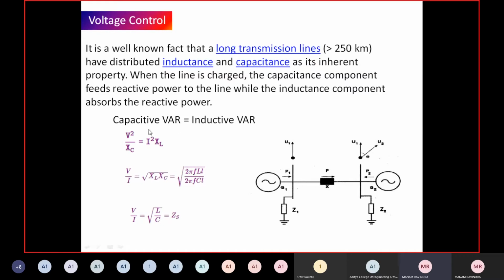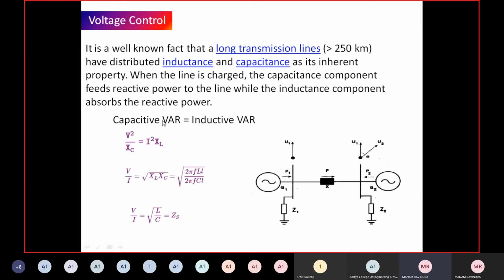When the maximum power is transmitted, the voltage is also at a certain level. Sending end voltage is also equal to receiving end voltage, right? When the maximum power is transmitted, the angle theta is equal to 90 degrees. That position is the resonance condition. XL is equal to XC. That means capacitive VAR is equal to inductive VAR. We can call it omega L is equal to 1 by omega C.